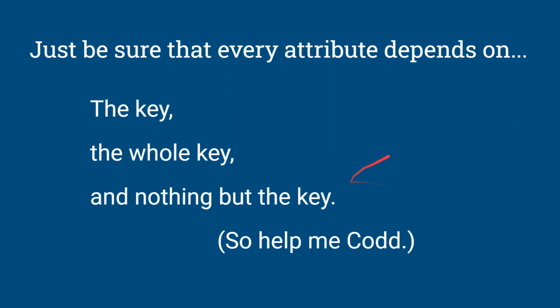And that really is it. Now, this is not first, second, and third normal form, right? First normal form is no multivalued attributes, but this really is the whole key and nothing but the key, second normal form, third normal form. So think that it's got to depend on the key, the whole key, and nothing but the key.